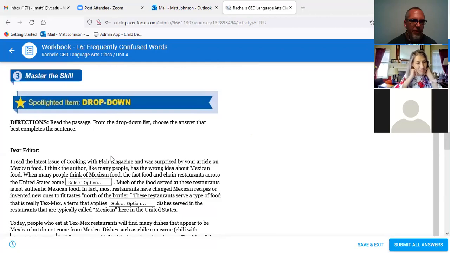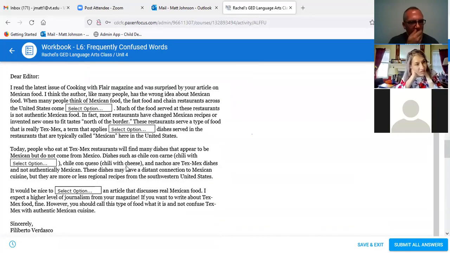Okay. And here we go with another letter and Mexican food. All right. I read the latest issue of Cooking with Flair magazine and was surprised by your article on Mexican food. I think the author, like many people, has the wrong idea about Mexican food. When many people think of Mexican food, the fast food and chain restaurants across the United States come blank. Much of the foods served at these restaurants is not authentic Mexican food. In fact, most restaurants have changed Mexican recipes or invented new ones to fit tastes north of the border. These restaurants serve a type of food that is really Tex-Mex, a term that applies blank dishes served in the restaurants that are typically Mexican here in the United States.